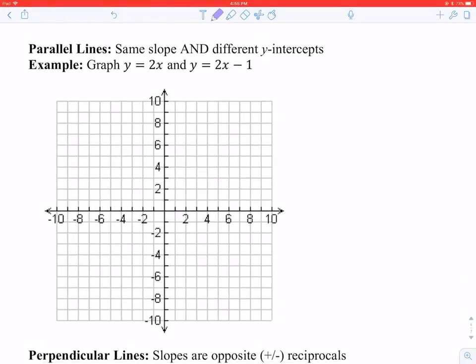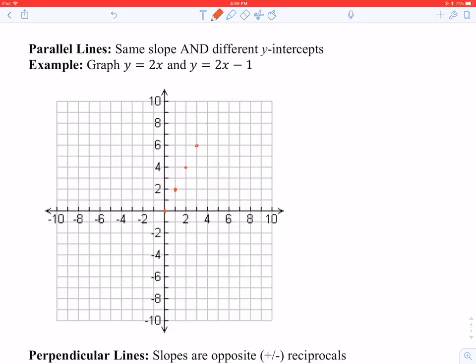Okay, parallel lines have the same slope and different y-intercepts. If they have the same slope and the same y-intercepts, then the equations represent the same line. So if I graph these 2 lines, which are parallel because y equals 2x has a y-intercept of 0 and a slope of 2, and y equals 2x minus 1 has a slope of 2 but a y-intercept of -1. So the different y-intercepts for the same slope. These 2 lines are parallel.